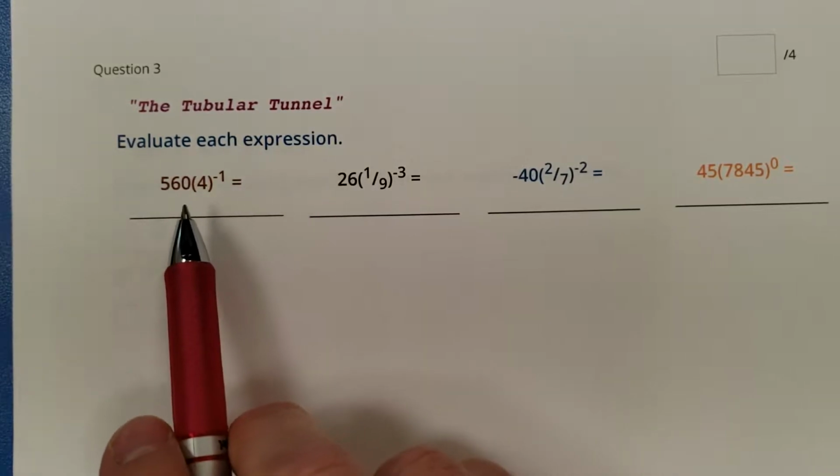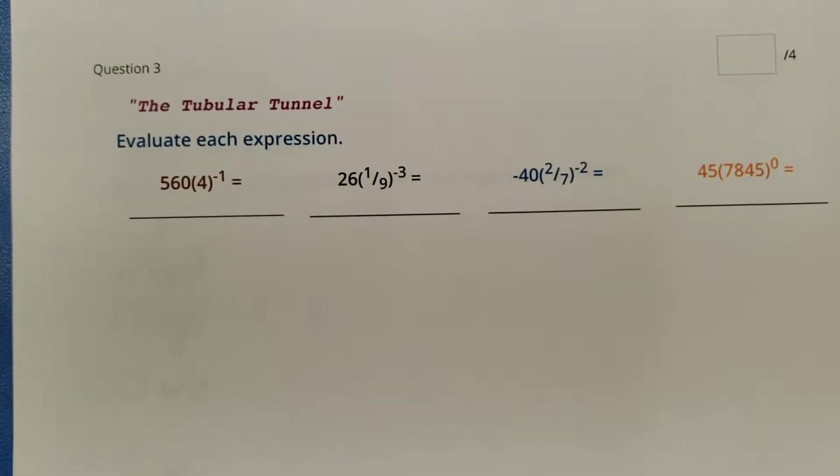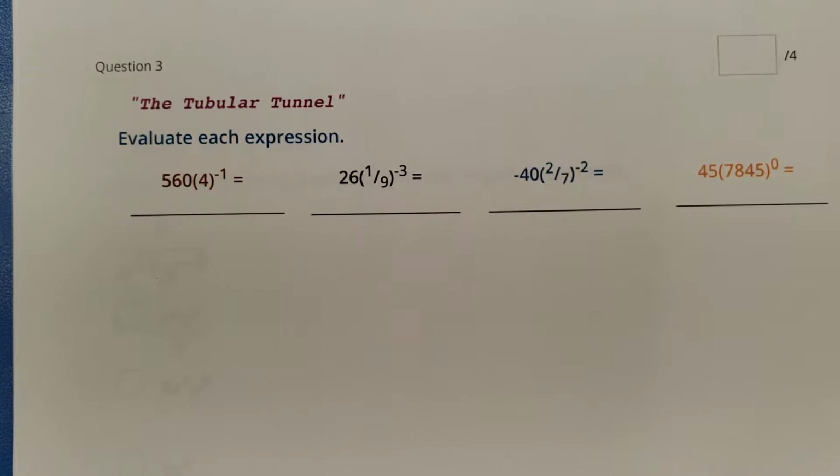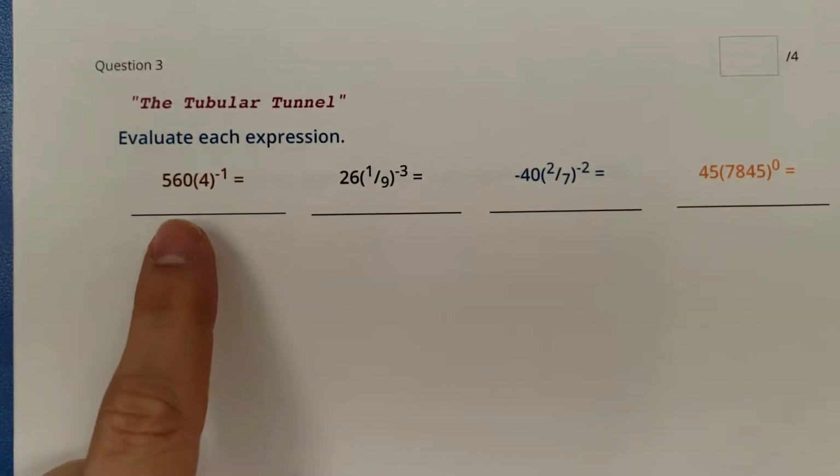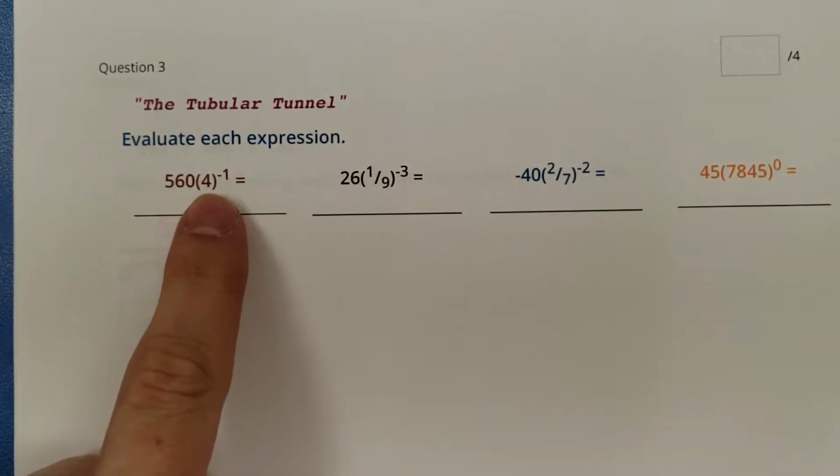Evaluate each expression. Okay, some of these you can do with mental math. Some of them you might want to actually evaluate with a calculator, so a little bit of calculator skills. All right, so 560 times 4 to the -1.